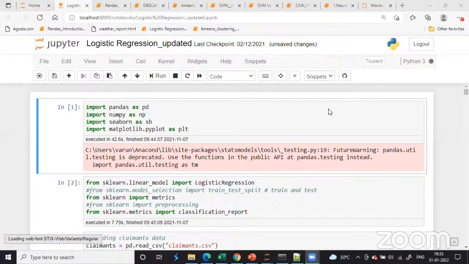So yes, this is our program. So import our basic libraries like we always do. Import our pandas, numpy, seaborn library, matplotlib.pyplot. All these regular libraries imported.